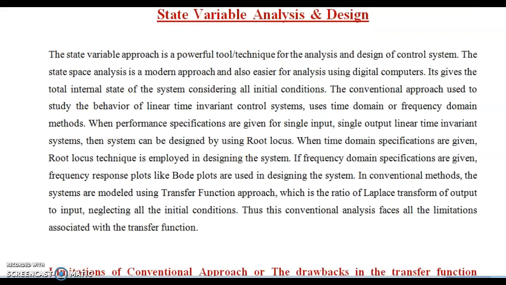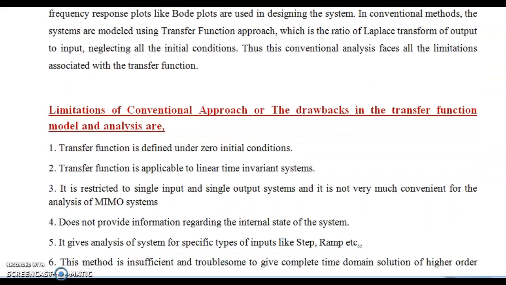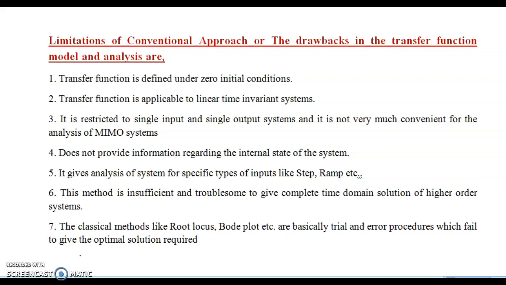So first we have to see some limitations of conventional methods, that is, the drawbacks of the transfer function model, whatever you have studied in the control system subject. First drawback: the transfer function is defined under zero initial conditions. Compulsorily it is zero initial conditions. I hope you remember this. Second, the transfer function is applicable only to linear time invariant systems.